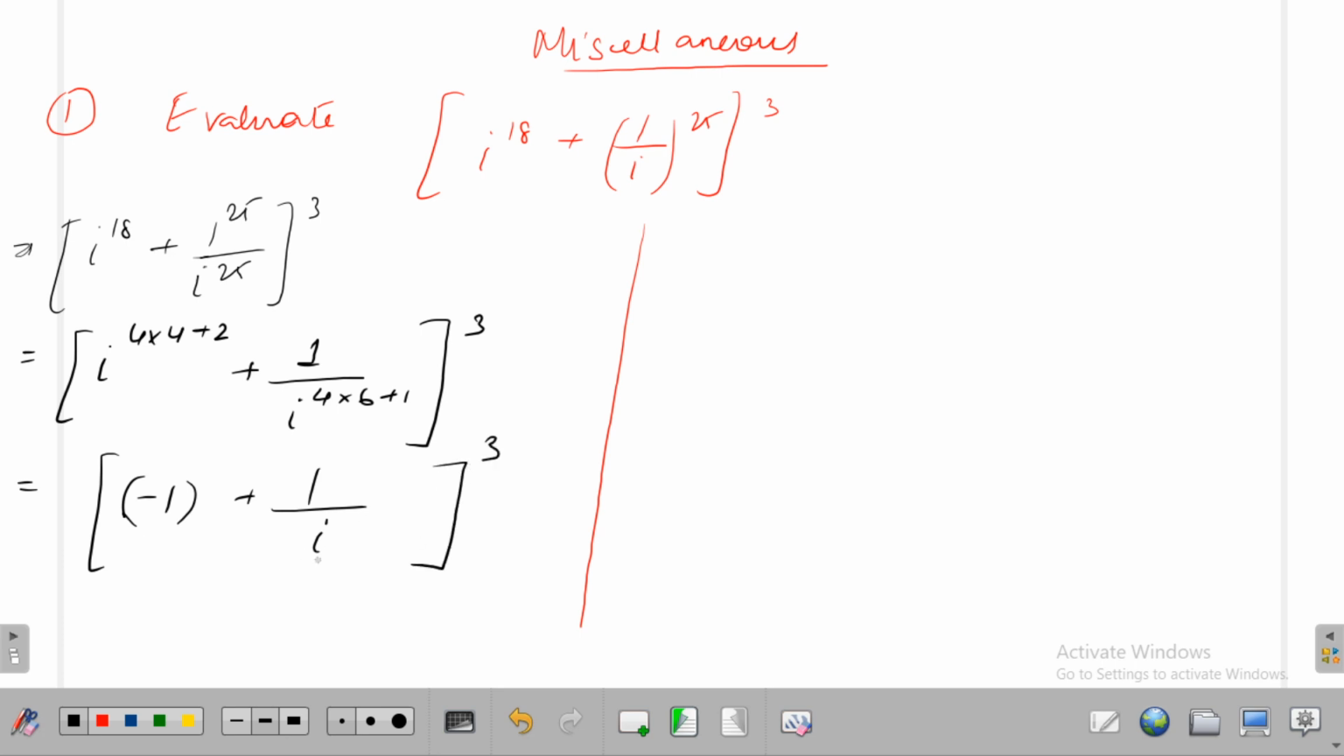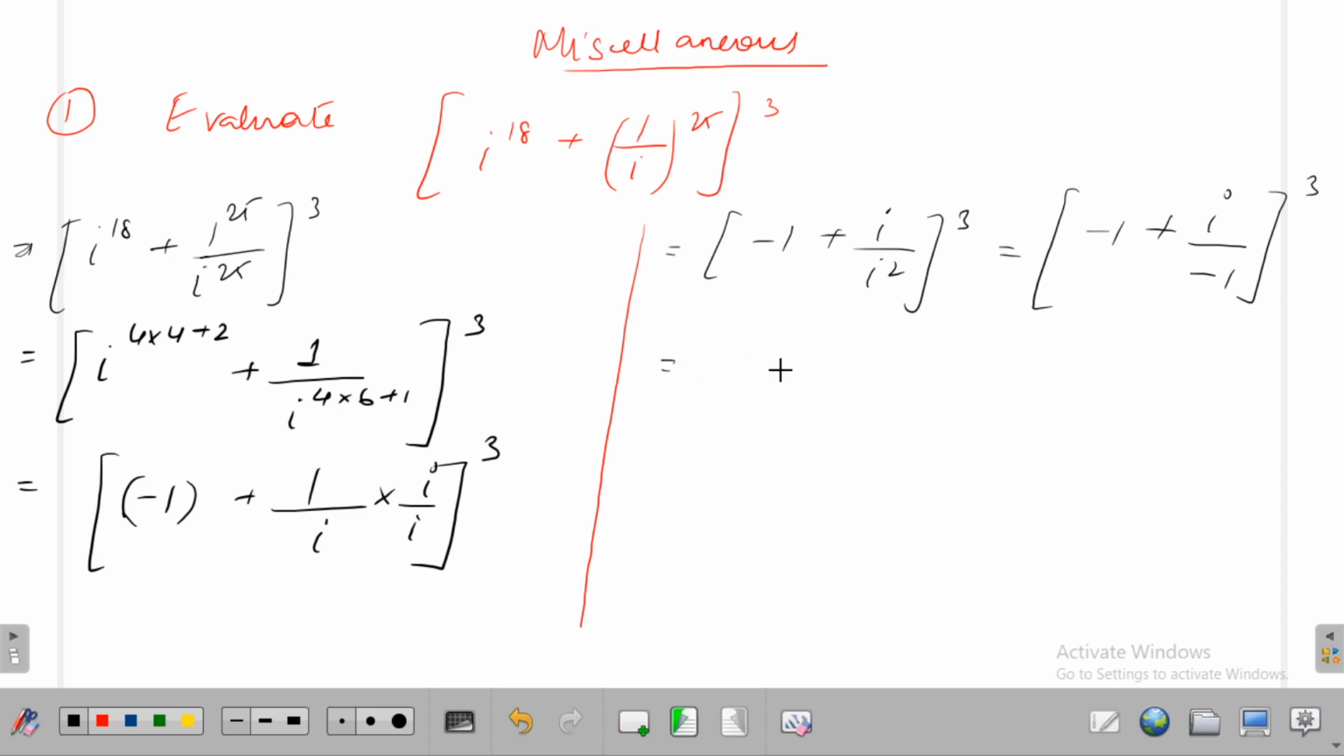Remember that whenever you have i in the denominator, you won't get the answer, so you have to rationalize. Rationalize means multiplying by i on the top and bottom. The next step is minus 1 plus i divided by i square, and the whole thing cube. Which will be minus 1 plus i, and the value for i square is minus 1, the whole thing cube. I can take minus 1 common, so the minus 1 the whole thing cube, and I get the answer as 1 minus 1 plus i the whole thing cube.